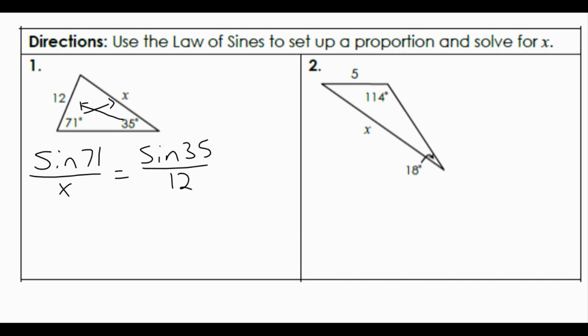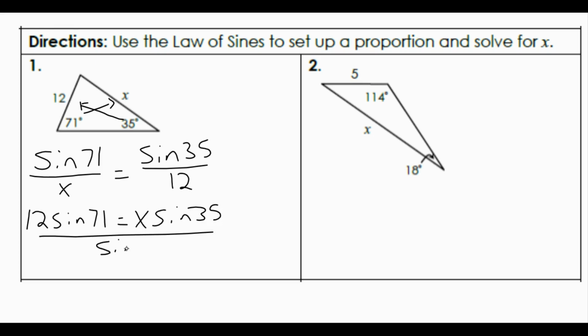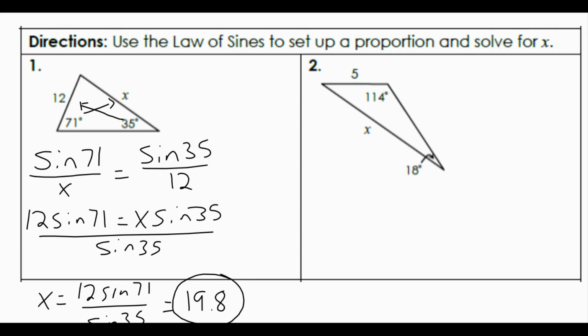Now I will just solve this for x. So I would multiply by 12 and by x. So I'd get 12 sine 71 is equal to x sine 35. I will divide everything by sine 35 to give me x is equal to 12 sine 71 over sine 35. When I plug this into my calculator, I get a side length of 19.8. So my missing side length here is 19.8.